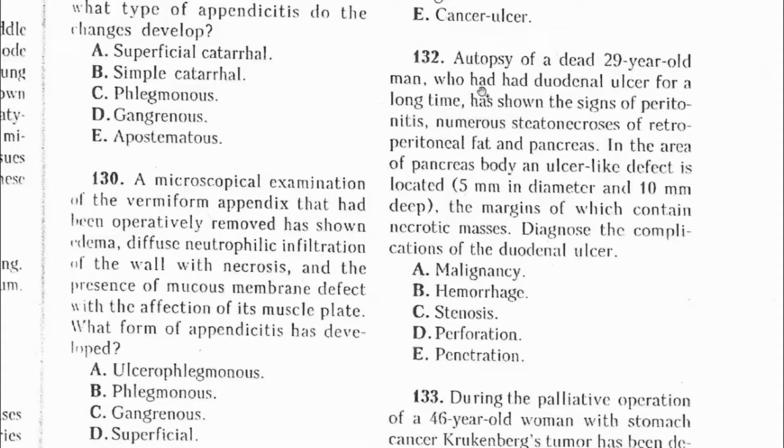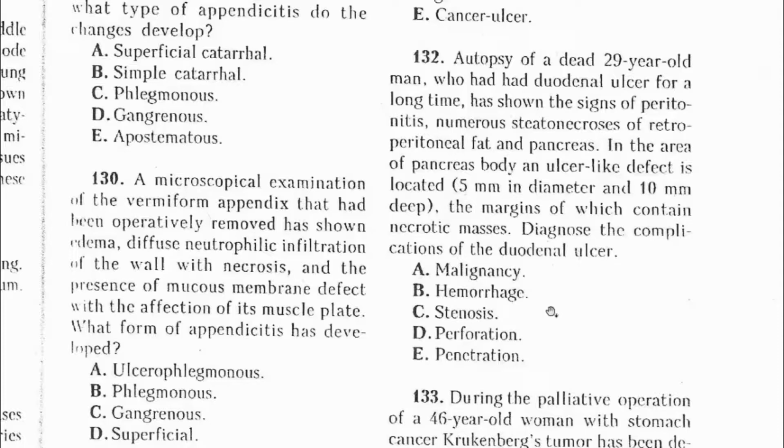32. Autopsy of a dead 29-year-old man who had had duodenal ulcer for a long time has shown the signs of peritonitis, numerous steatonecrosis of the retroperitoneal fat, and pancreas. In the area of the pancreas body, an ulcer-like defect is located, the margins of which contain necrotic masses. Diagnose this complication.